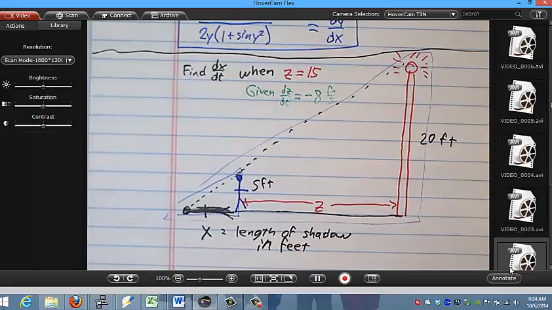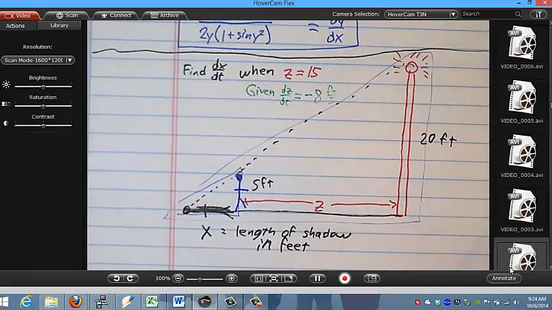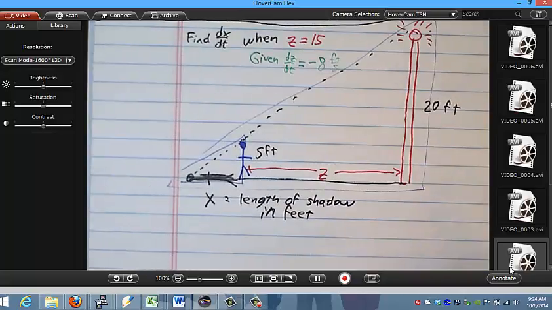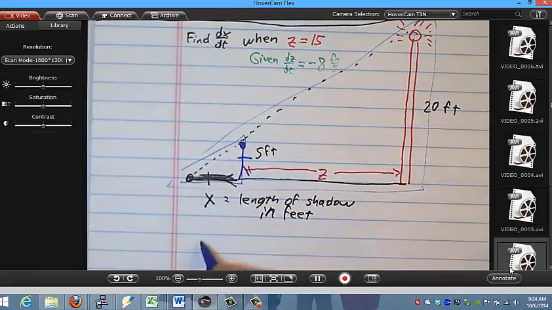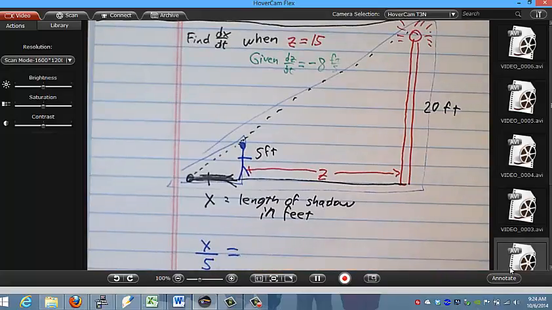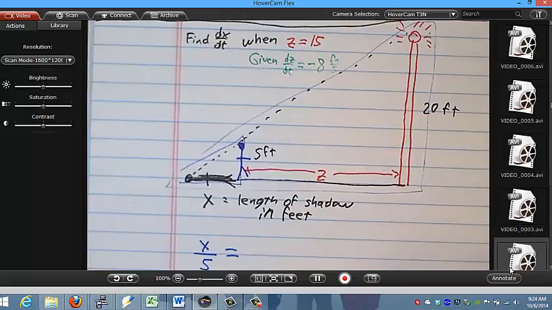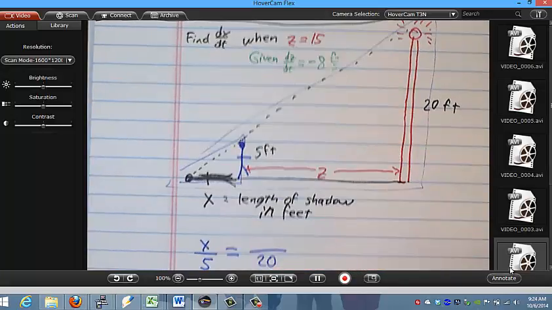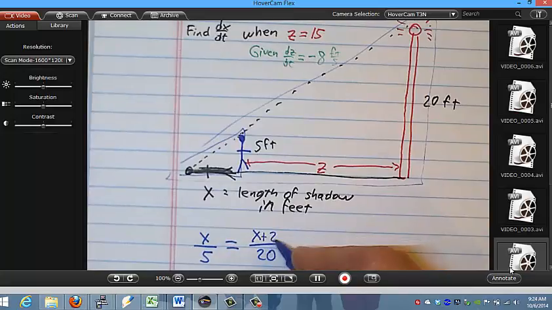Okay, and because those are similar, you can say that certain sides are in proportion. So I could, for example, say that x over 5 is equal to, well, now I have to do the big triangle. What do I put over 20? X plus z. That's right. X plus z over 20. So there's an equation. And what am I going to do eventually then? Take the derivative of both sides with respect to time, t. And then you'll have a related rates equation.